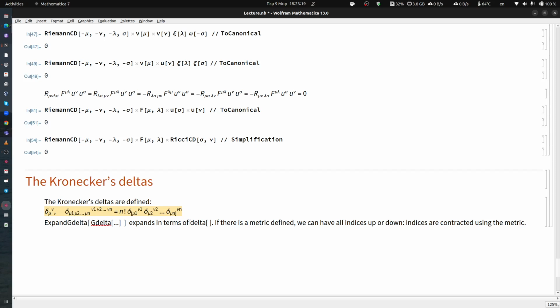The symbol used for the Kronecker delta is delta with a small d in the beginning, and then G delta with capital G is the symbol for the generalized delta symbol. And we can expand an expression involving generalized Kronecker deltas using the function expand G delta. So let's play a little bit. Let's start with the simple Kronecker delta.